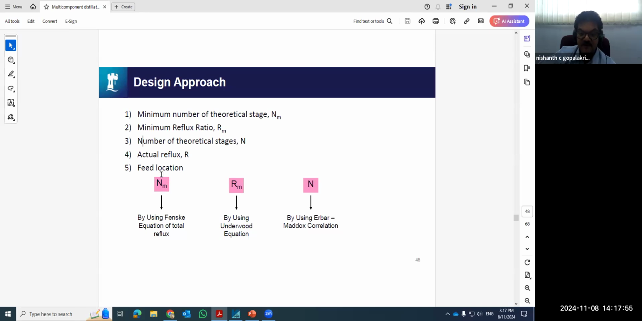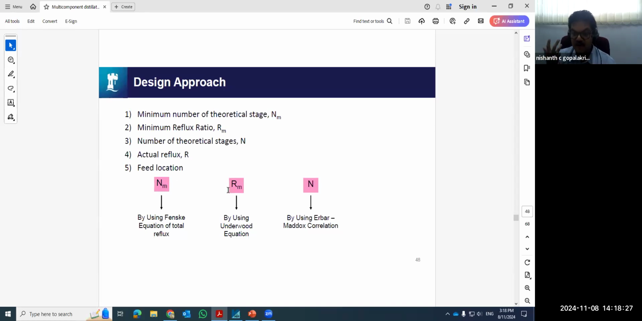So for that, there are certain ways. To get started, we use the Fenske equation to find the minimum number of stages. And later, we use an equation called the Underwood equation to find the minimum reflux. Now, once you find these two, in the next step we fix either the number of stages or the reflux. We cannot find both simultaneously because the number of stages and reflux are interdependent.